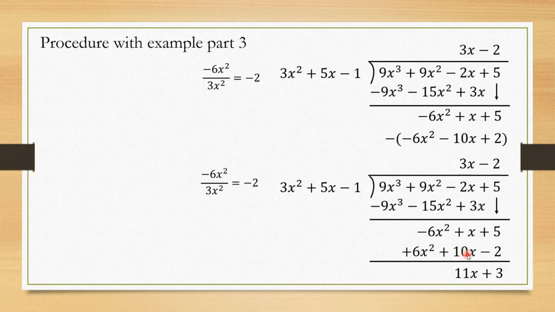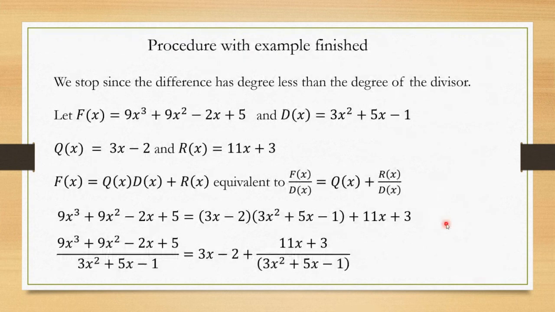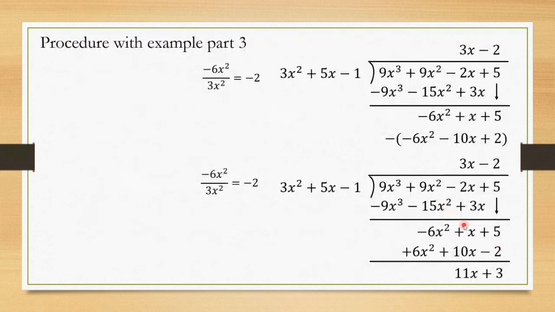10x and 1x is 11x. 5 minus 2 is 3. So that's what we get. Now we actually don't have to divide again. And why is that? The degree of this is less than the degree of this. This has degree 1. This is degree 2. So we can stop. What we get then is, this is our quotient, 3x minus 2, and our remainder is 11x plus 3.